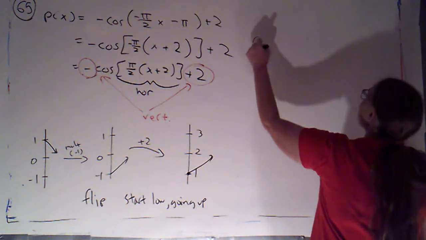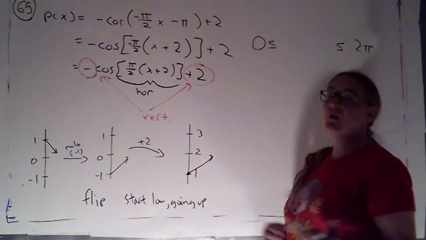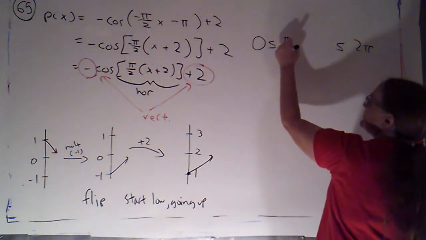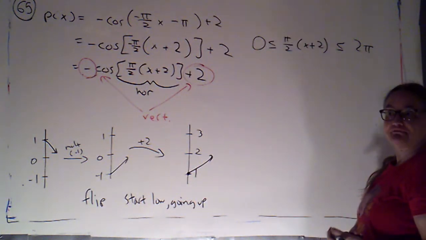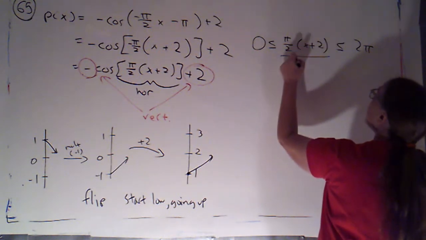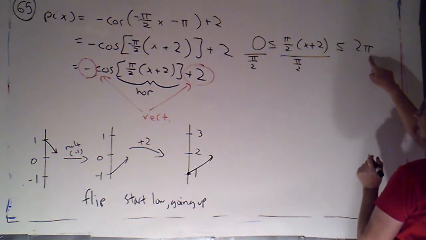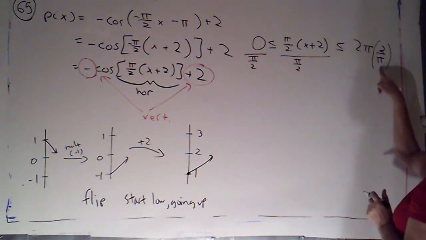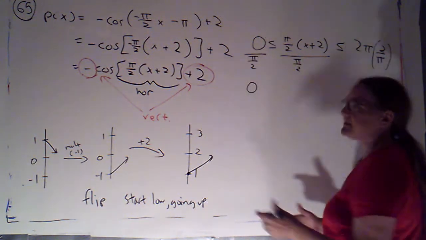All right. So for the x values, I know cosine does its thing once as the input, which is pi over 2 times x plus 2, varies from 0 to 2 pi. Let's solve that for x. So I'm going to divide by pi over 2. Now over here, dividing by pi over 2, probably going to be better to write that as multiplying by 2 over pi. So we're going to get 0 divided by anything is 0.